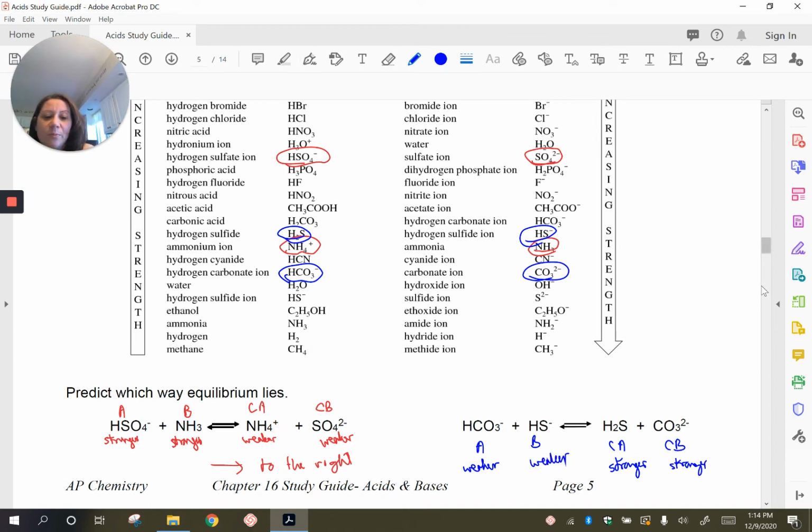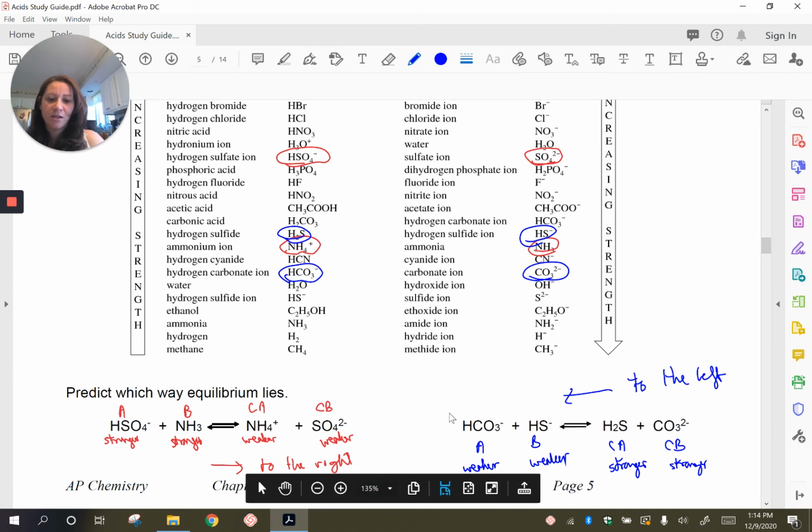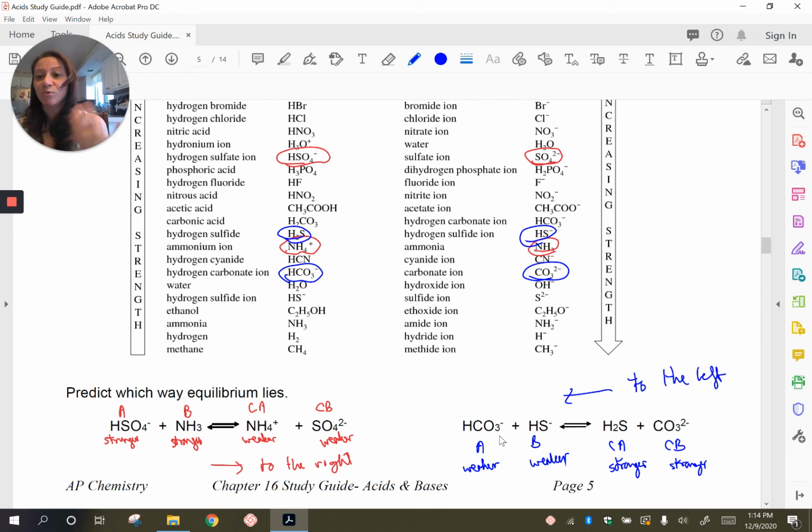So which way would the equilibrium lie? It lies to the left, meaning that there are more reactants than products at equilibrium in this case. The weaker species are going to exist more. And that's because that means they don't react as much, right? So they're more stable. The stronger acids or bases are going to react, and so they're not as stable, so you're not going to find so much of them because they would have reacted.